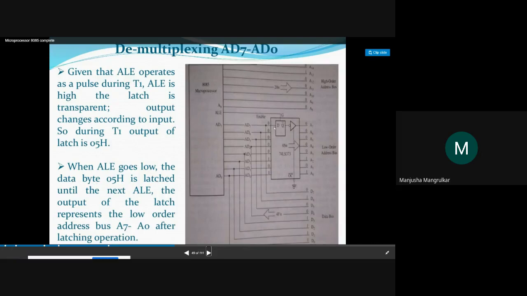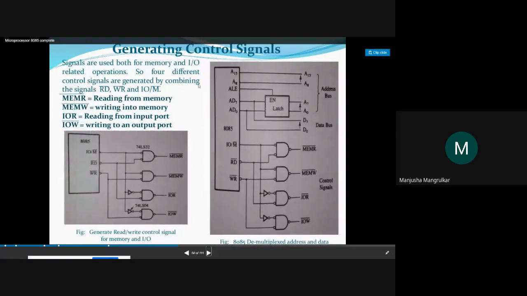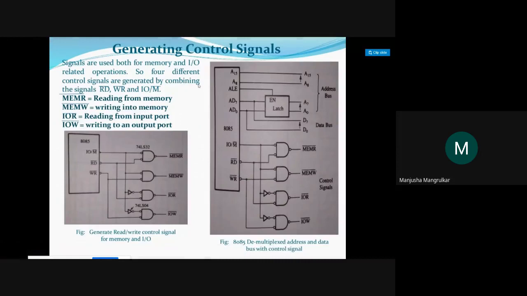When ALE goes low, the address byte is latched. ALE is high for only one clock pulse and then goes low. When it goes low, the data is latched here and stored. So the address will remain for 3 clock pulses, and for the next operation D0 to D7 will perform its operation in this way. The output of the latch represents the lower address lines A0 to A7 after the latches, right?